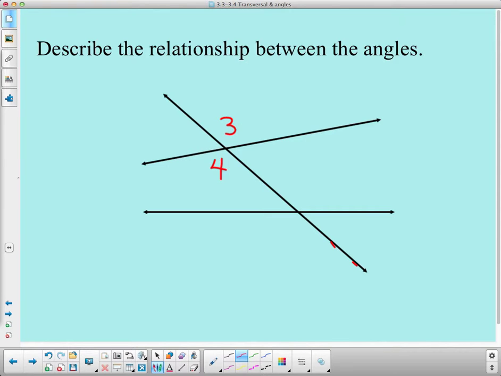Okay, this one I made tricky. I gave you vertical angles. It's not corresponding because 3 is at the upper right. Down here we would need the upper right. So the answer was none.